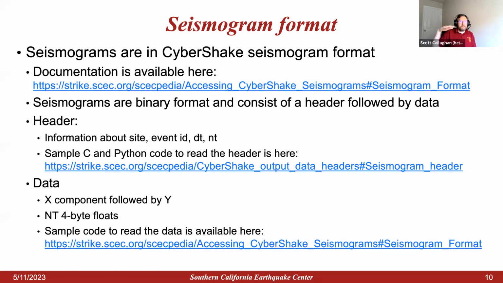And the data is just the X component followed by the Y component, because they're all 2-component. And it has NT 4-byte floats. I have links here to sample both C and Python code to read out the header and the data. So if that's something you need to do, that code may be a good starting point to see how things are formatted and how you can pull it out.